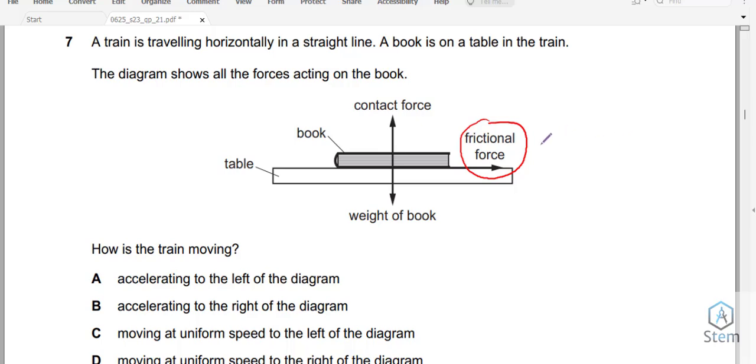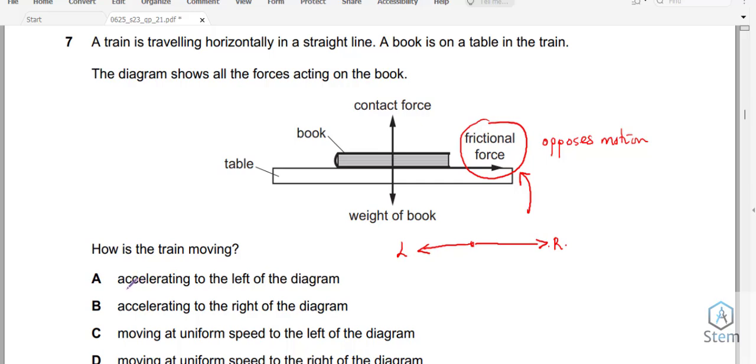And friction opposes motion. This means if the book tries to go in this direction, friction will go in this direction. And with our diagram here showing that friction is going to the right, it means the book is trying to go to the left. That is what it means. Now, let us look at the options given and see which option makes more sense.